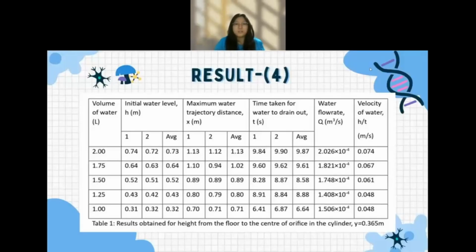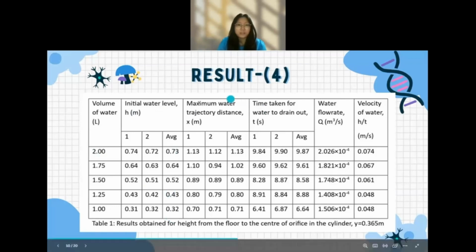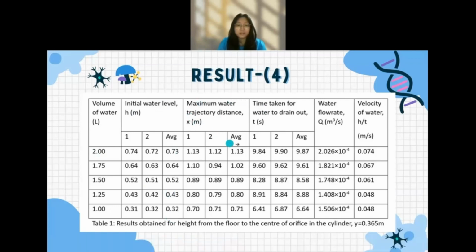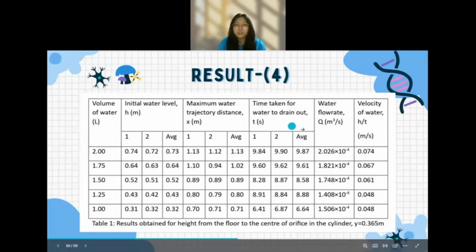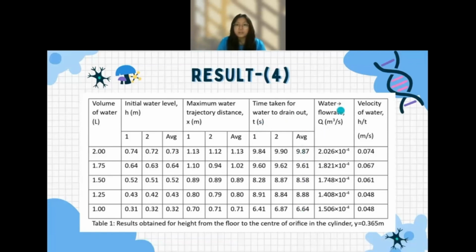Okay, so now I will explain the result. The volume of water in liters that we use in this experiment is from 2 liter to 1 liter, and the initial water level H, the average is this one, and the maximum water trajectory distance X, the average is this, and the time taken for the water to drain out T, the average is this. The water flow rate Q is equal to the volume of the water divided by the time taken for the water to drain out. The volume of water is in liters, so we need to convert it to cubic meters. And the velocity of the water is H divided by T, the initial water level divided by the time taken for the water to drain out.